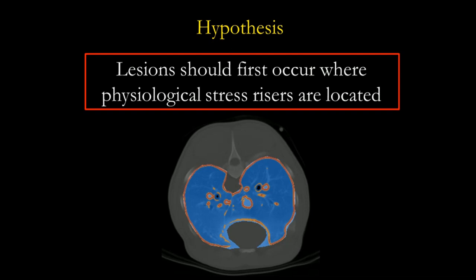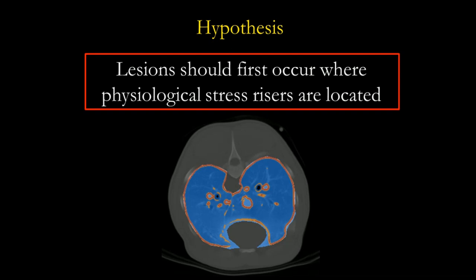So we reasoned, let's try to put pigs in a CT scan and start with a ventilation that we know is lethal. That means we reach the total lung capacity at each breath. We know that in 48 hours the pig is dead with a huge edema. If the reasoning is correct, I should have the first lesion where the stress risers are naturally present.